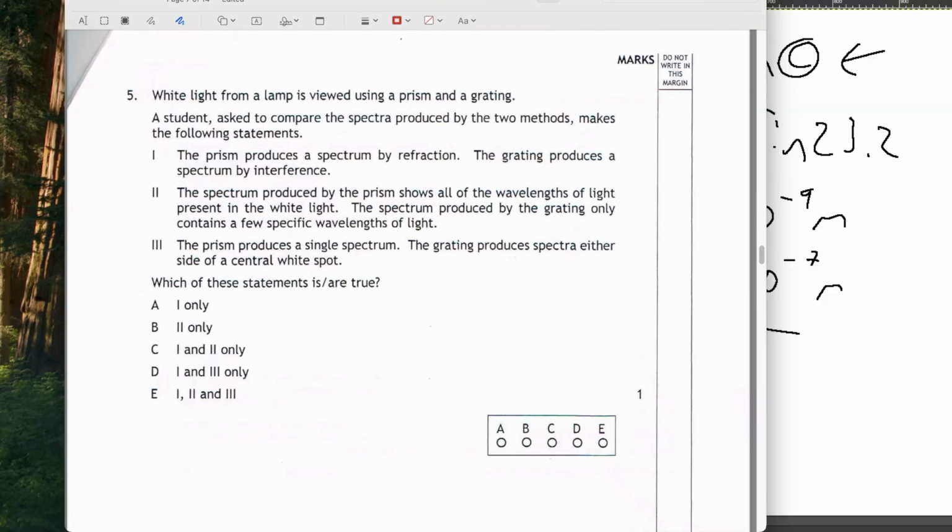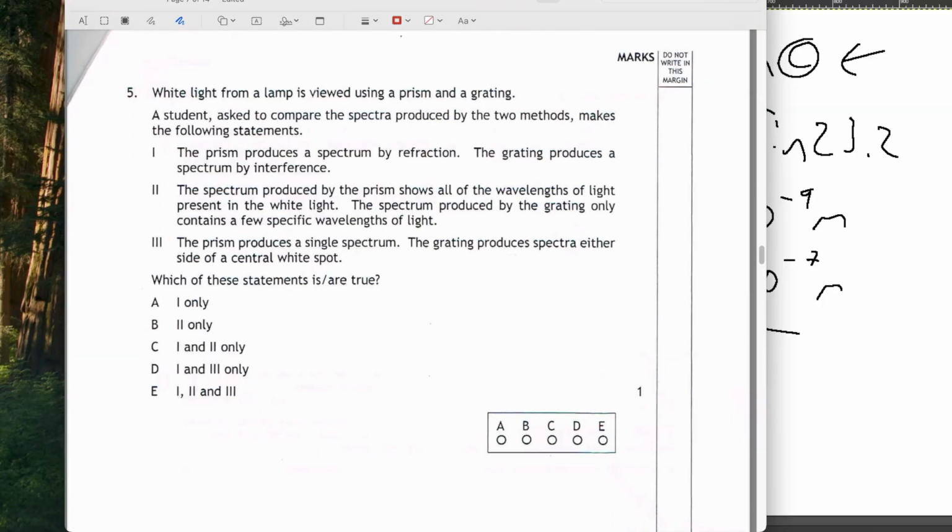All right, number 5. White light from a lamp is viewed using a prism and a grating. A student asked to compare the spectra produced by the two methods makes the following statements. Okay, let's check these out. 1. The prism produces a spectrum by refraction. The grating produces a spectrum by interference. Let's just imagine it, folks.